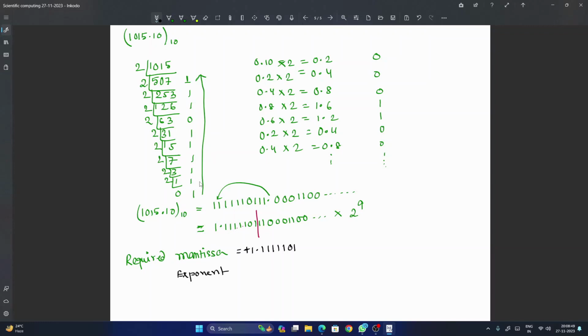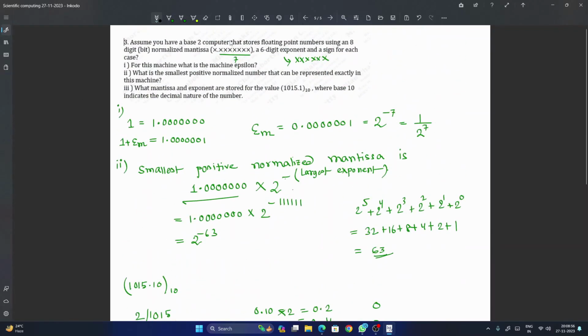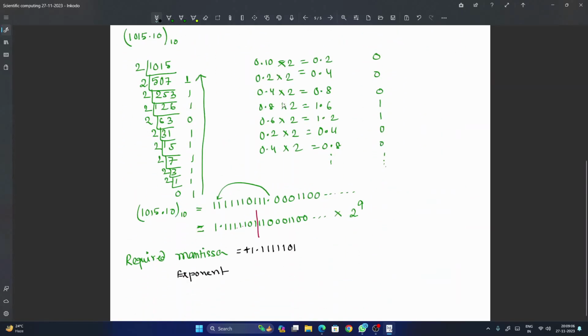Here you don't have to use the 0 or 1, because nothing of that type is given here. But since you have base 2 computers, they have already said the stored floating point number. So if you want to use the 0 sign here, you can use it, no problem. Just save it like that, that is the mantissa portion, and after that save the sign bit with 0, which corresponds to the positive sign, and mention that.